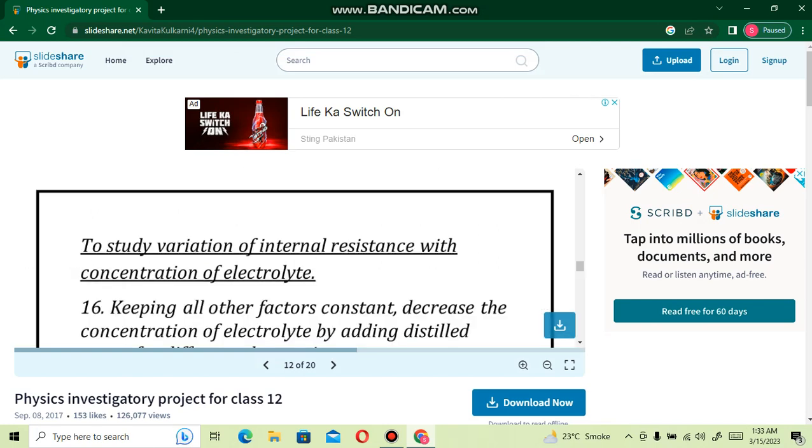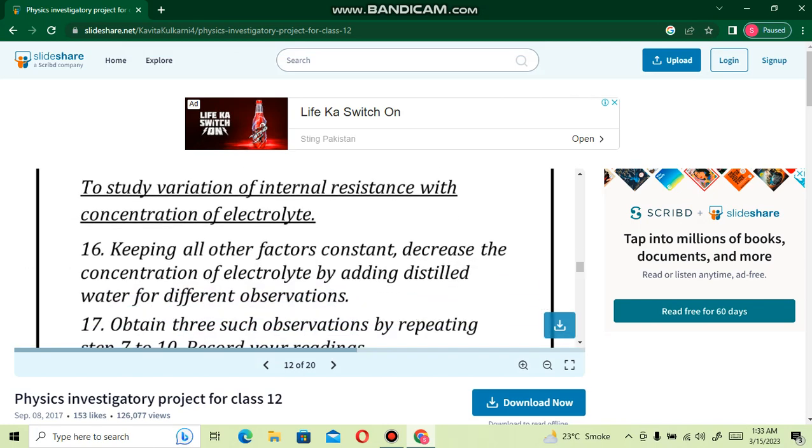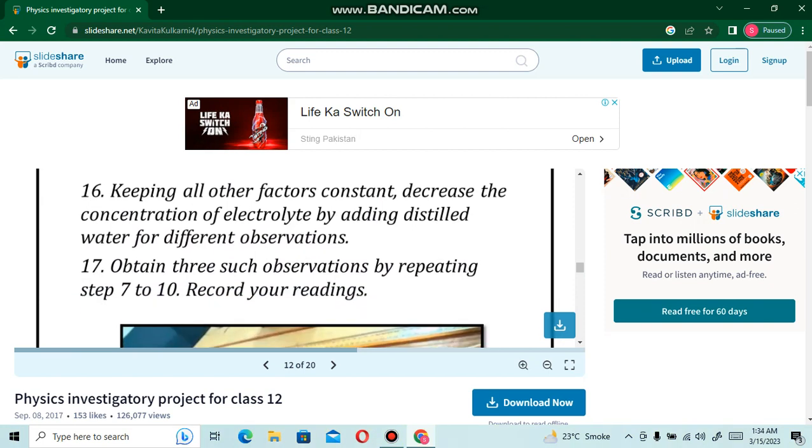To study variation of internal resistance with concentration of electrolyte. Keeping all other factors constant, decrease the concentration of electrolyte by adding distilled water for different observations. Obtain three such observations by repeating.